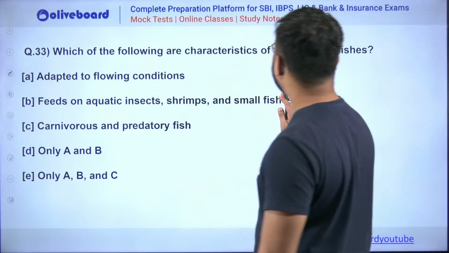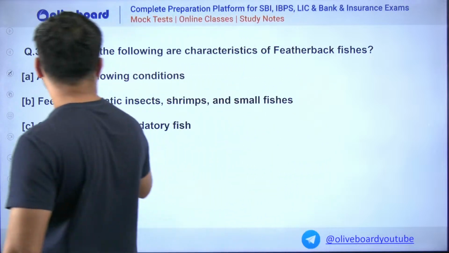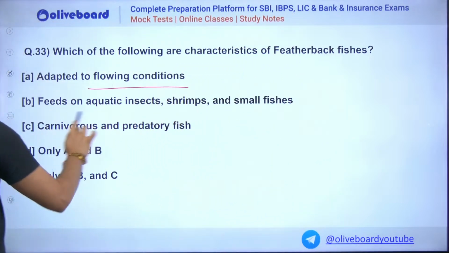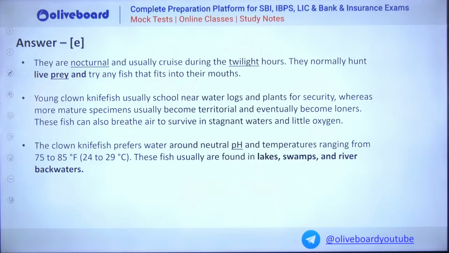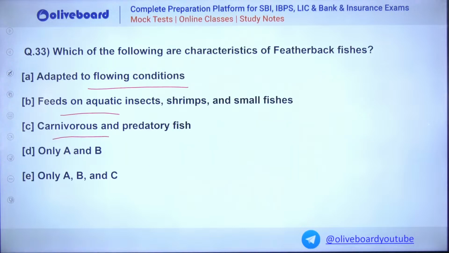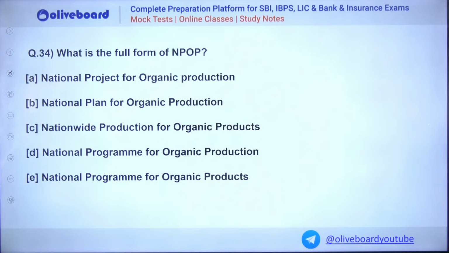Which of the following are characteristics of featherback fish? Adapted to flowing condition, correct. Feed on aquatic insects, shrimps and small fishes, carnivorous and predatory fish. That's also correct. I think all are correct here. E is the correct answer. These are predatory fishes. These you will find in fast flowing waters and they are carnivorous in nature. So they eat small insects, shrimp, etc.